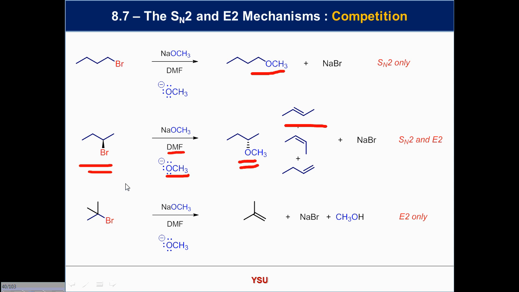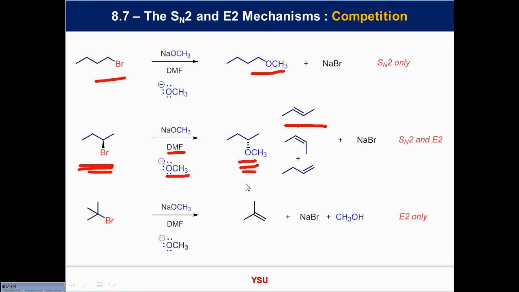Okay, this is not cations though, is it? This is going to be E2, so it's not cations. What's different between this alkyl halide in the middle and the one above it? It's secondary, therefore it's more crowded, right? It's more crowded. So we expect the SN2 reaction to be more difficult and slower.